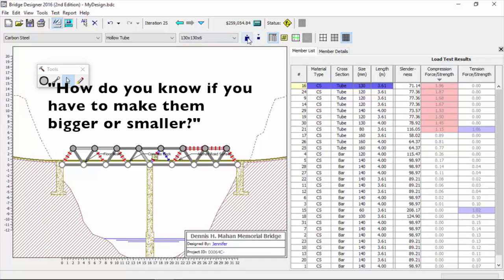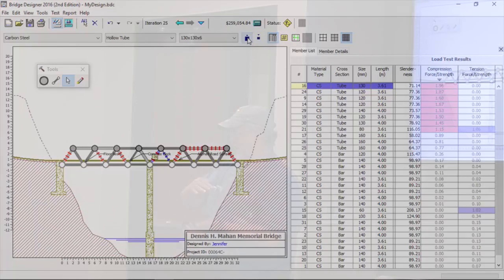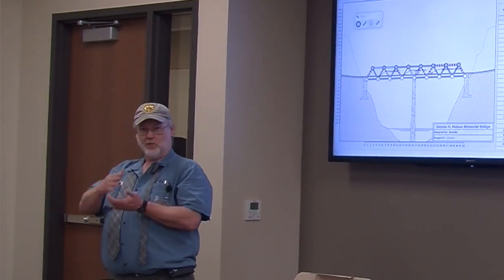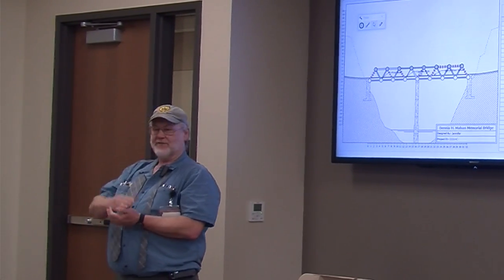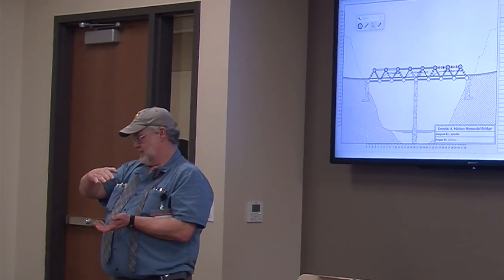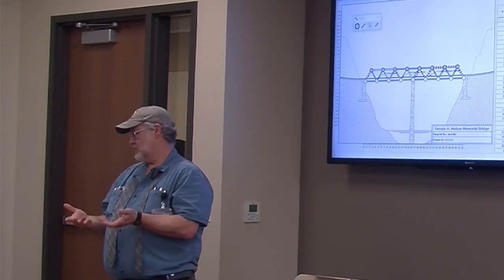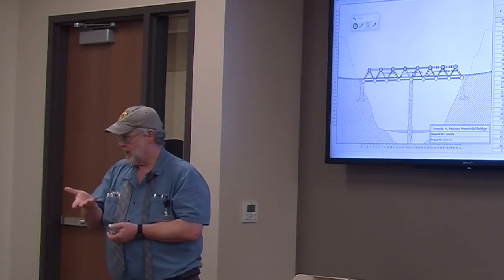If you have more force on the member than it's capable of, that performance ratio will be greater than 1. It'll be 1 point something. If it's greater than 1, then you need to make it bigger. If it's less than 0.99, say it's 0.33, you know you could make it a lot smaller. So you're looking at comparing that ratio.